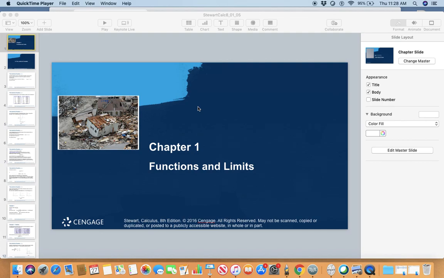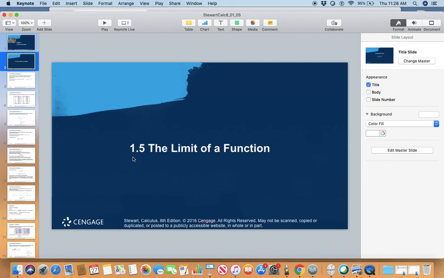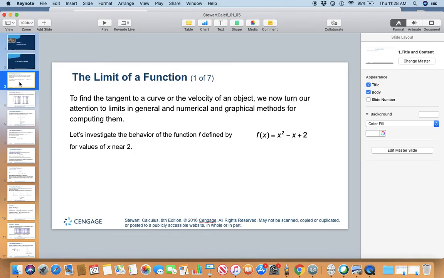Come back. So now we start on section 1.5 of chapter 1, Functions and Limits. Section 1.5 covers the limit of a function. The limit of a function.